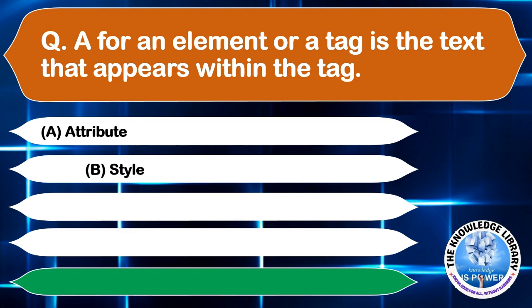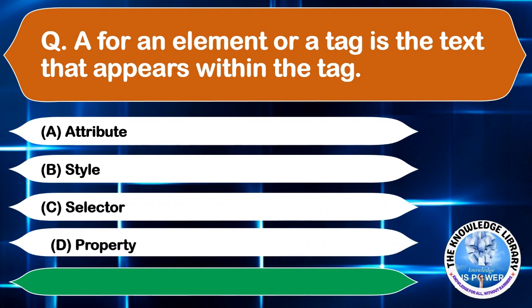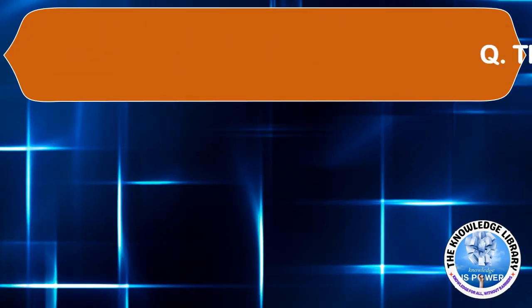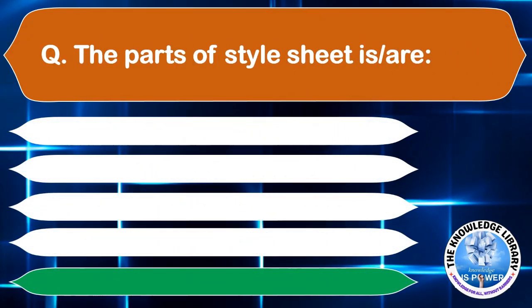The next question is, for element for a tag, the dash is the text that appears within the tag. Option A, attribute. Option B, style. Option C, selector. Option D, property. The correct answer is option C, selector.